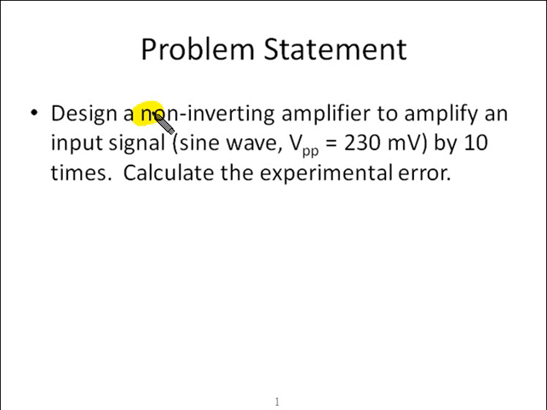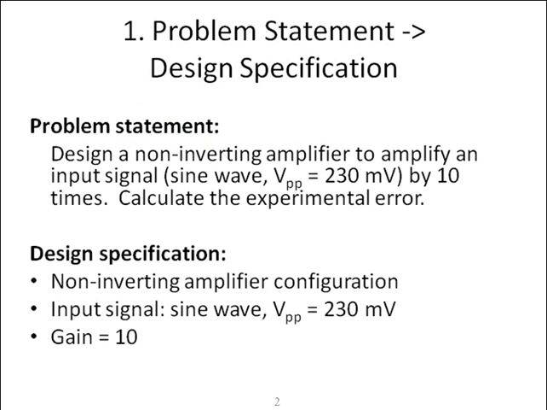In this project, we are asked to design a non-inverting amplifier to amplify an input signal by 10 times. The input signal is simulated by a sine wave with peak-to-peak value of 230 millivolts. The first step of subsystem design is to translate the problem statement to design specifications.